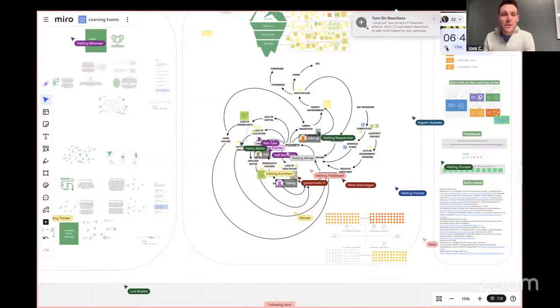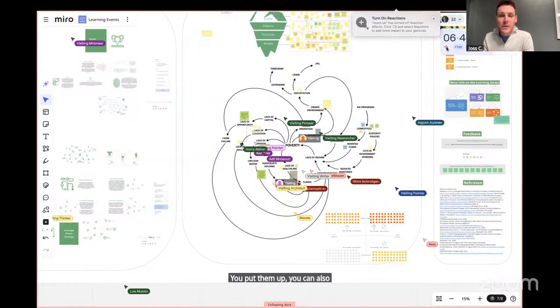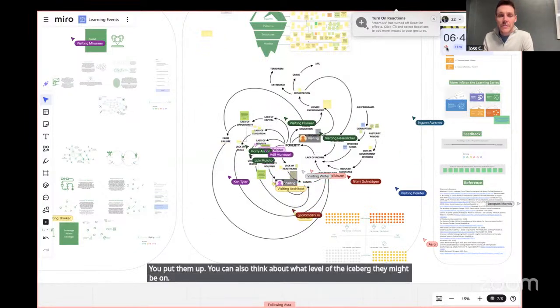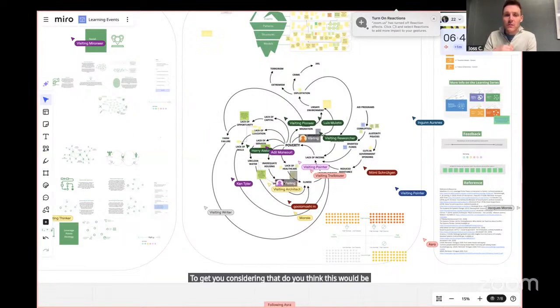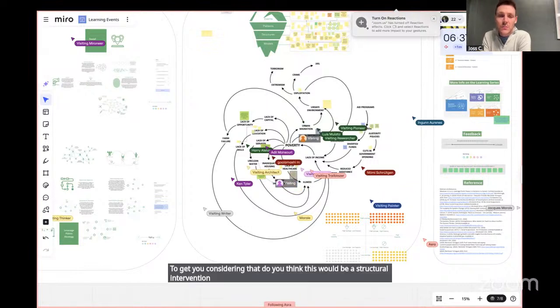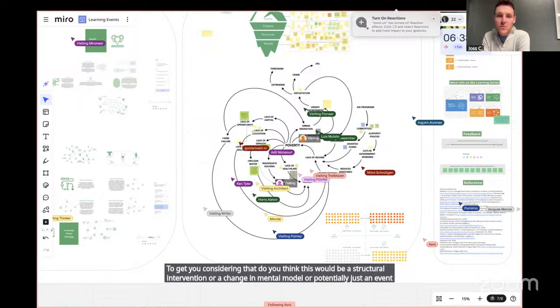As you put them up, you can also think about what level of the iceberg they might be on. Do you think this would be a structural intervention, a change in mental model, or potentially just an event, trying to change events or trends over time?